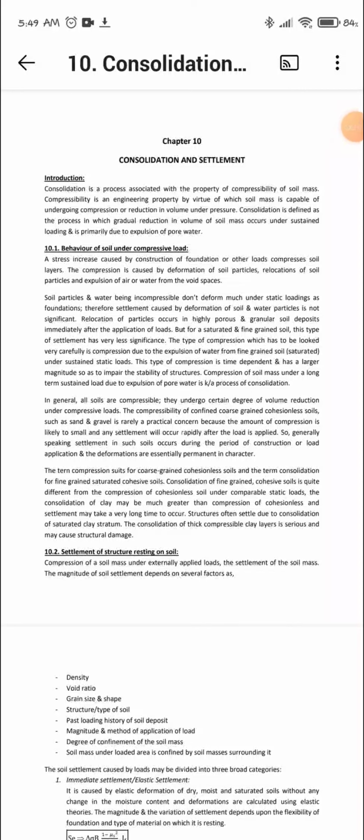Chapter 10, Consolidation and Settlement in Soil Mechanics. Introduction. Consolidation is a process associated with the property of compressibility of soil mass. Compressibility is an engineering property by virtue of which soil mass is capable of undergoing compression or reduction in volume under pressure.